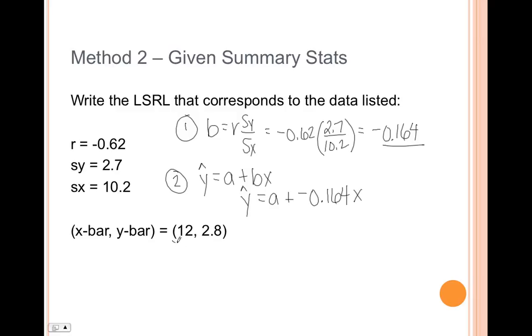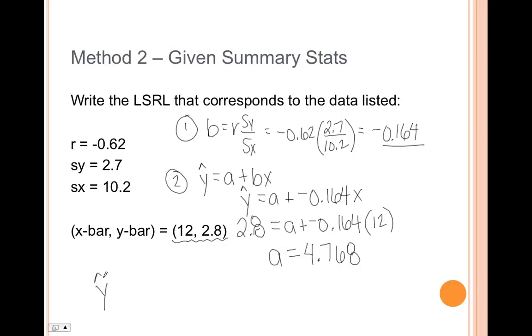The way I'm going to do that is to plug in x bar and y bar for x and y and solve for a. So for y hat, I'm going to plug in the average y, which is 2.8, is equal to a plus negative 0.164 times, for x, I'm going to plug in x bar, 12. And I'm going to multiply these two together and move them over to the other side. And when I do that, I get a is equal to 4.768. Make sure you and your neighbors both got that.